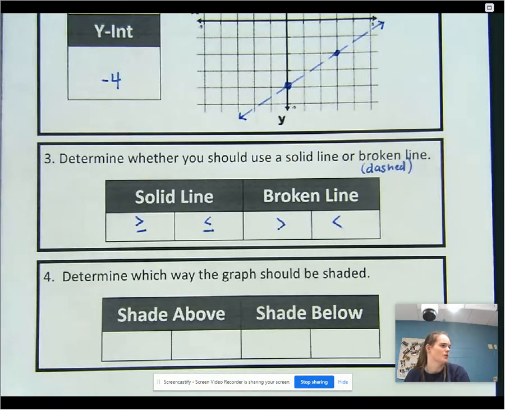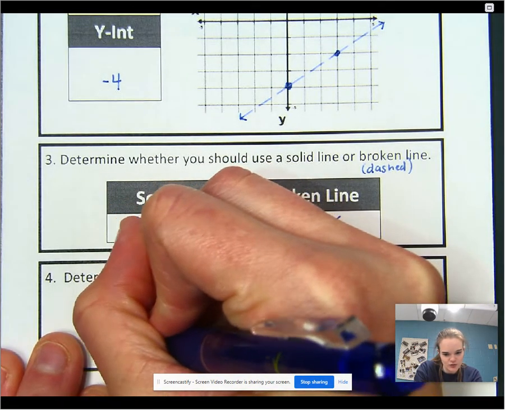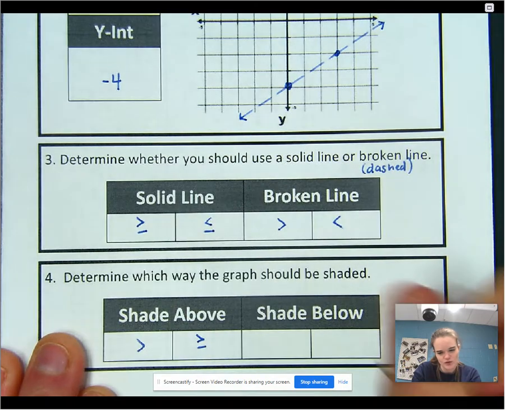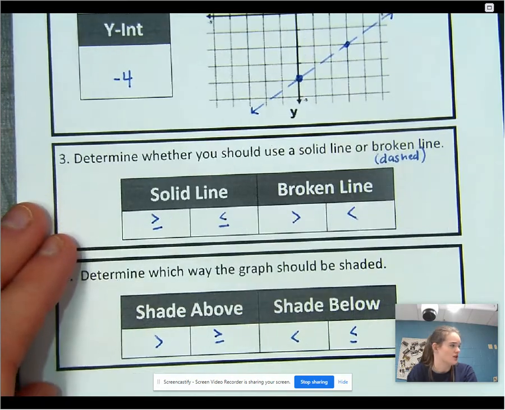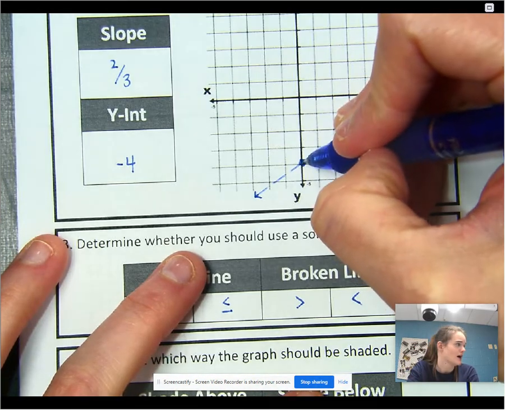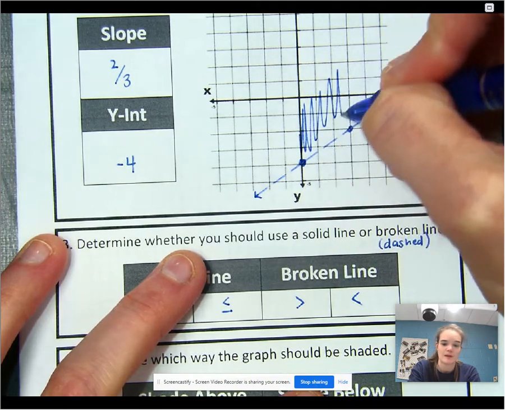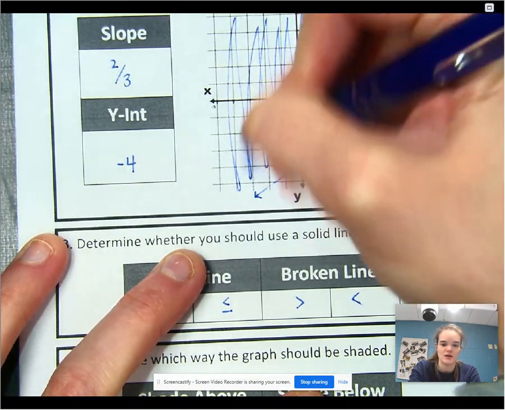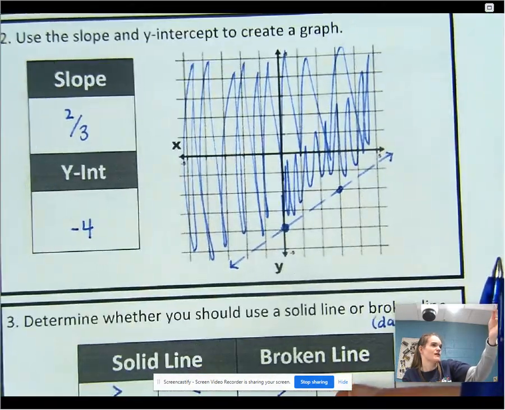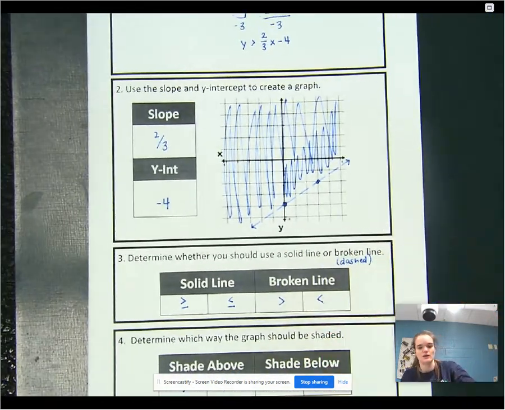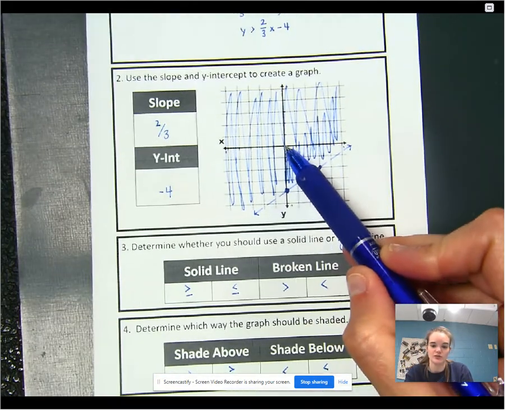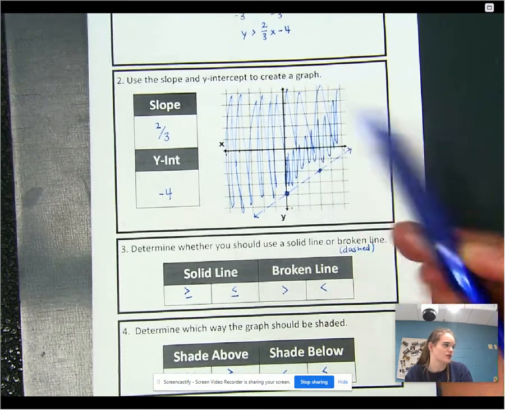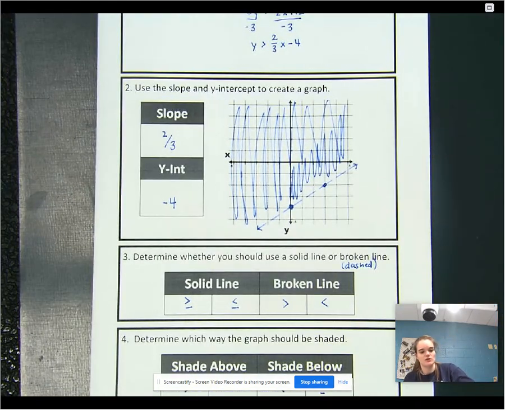Let's keep looking. Number 4, determine which way the graph should be shaded. The graph is shaded above if it's greater than or greater than or equal to. The graph is shaded below if it's less than or less than or equal to. Our equation is greater than, so I'm going to go to the y and shade above. So everything up here. This is how you graph a linear inequality. The answers are anything in this shaded area. So 0, 0 is an answer. 1, 0 is an answer. 2, 2 is an answer. Okay? We're going to open this up and do the rest of these.